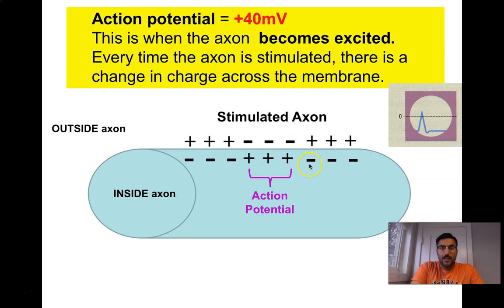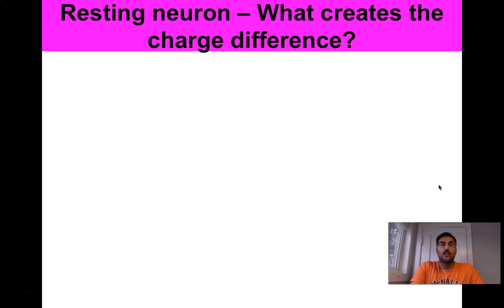Okay, so right there is our action potential, and it is being propagated down the length of the axon. Okay, so resting neuron, what's creating that charge difference?